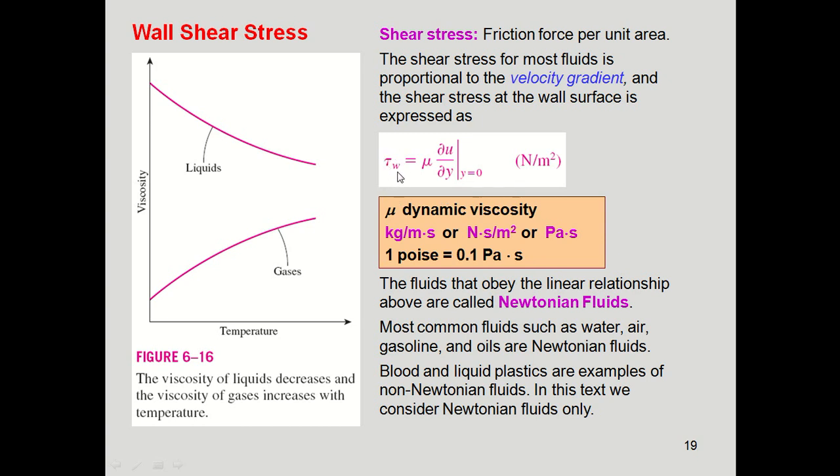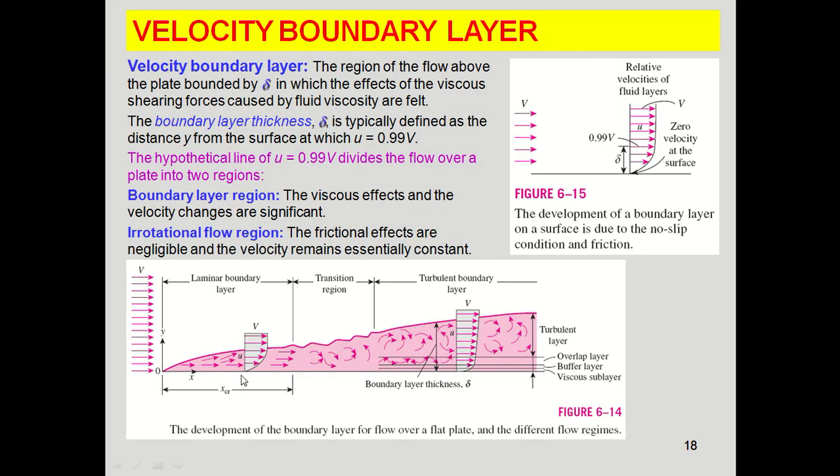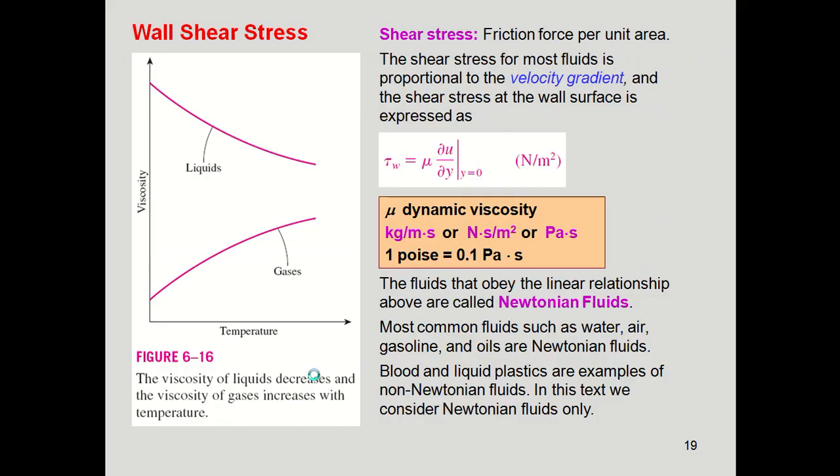So tau of the wall, where the wall is considered a solid surface in contact with the fluid, is equal to dynamic viscosity multiplied by the change in velocity with respect to the change in distance in the y direction. The velocity gradient takes place in the y direction. We have already seen in the boundary layer formation that velocity changes in the y direction only, not in the x direction. So from this we can find the shear stress.